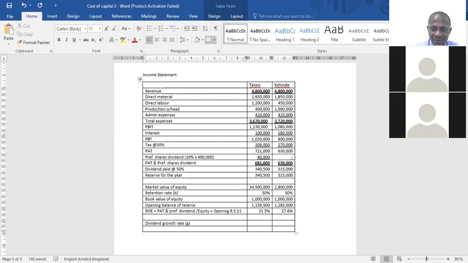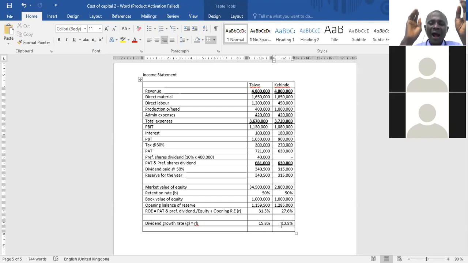So my G is equal to R times B. So I will have 0.5 times 0.315 times 100. I have 15.8%, approximately. That's the dividend growth rate for Taiwo. And what about for Kehinde? It is 0.5 times 0.276, times 100, 13.8%. 13.8% is the dividend growth rate for Kehinde.